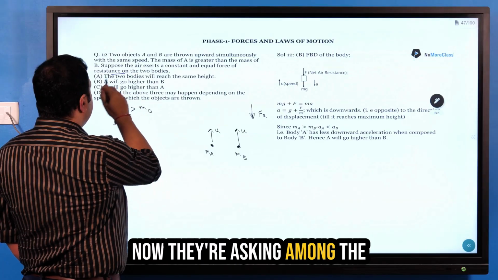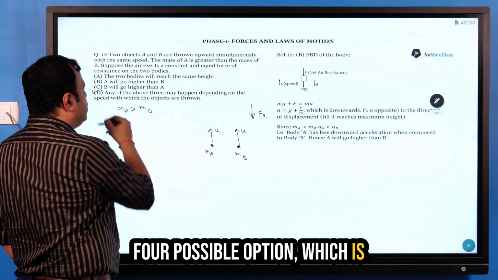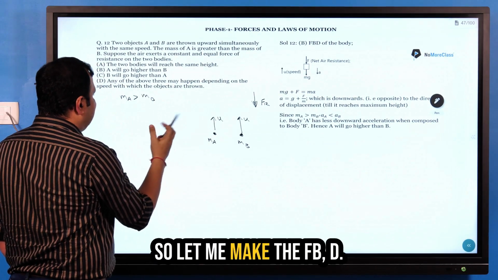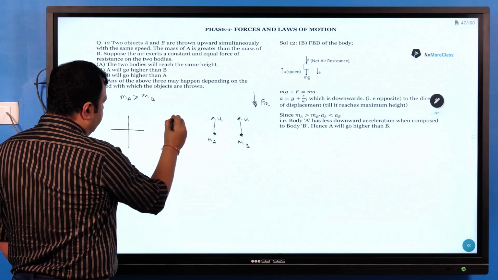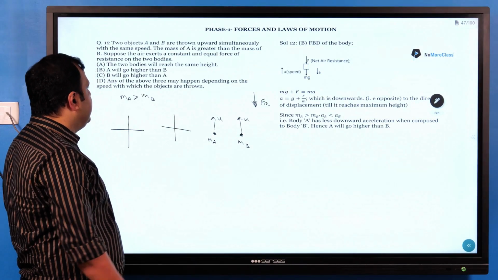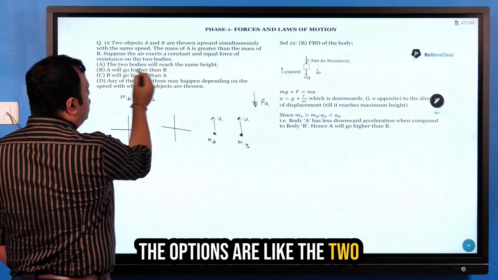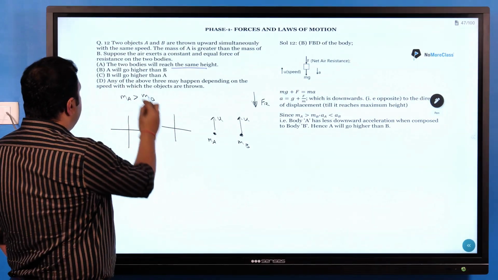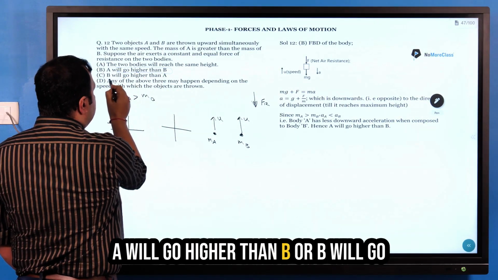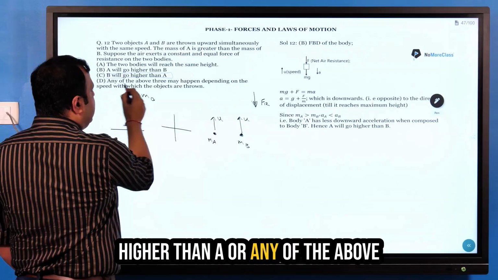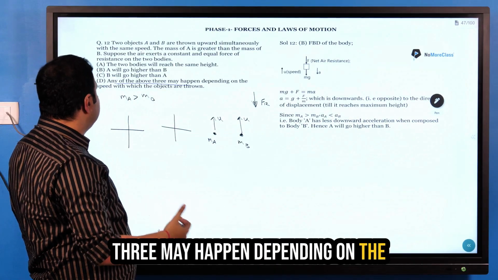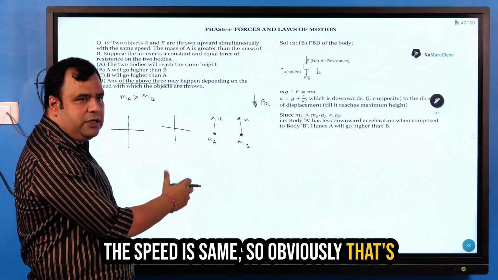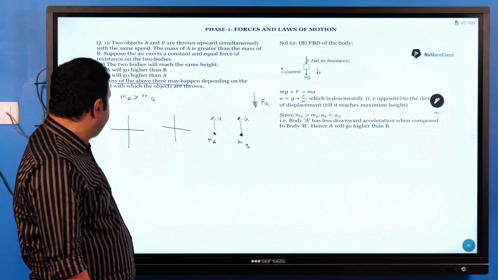Now they're asking, among the four possible options, which is going to be the right option. Okay, let's see. So let me make the FBD. The options are like: the two bodies will reach the same height, meaning H, or A will go higher than B, or B will go higher than A, or any of the above three may happen depending on the speed with which objects are thrown. The speed is same. So obviously that's not the thing we are looking after.